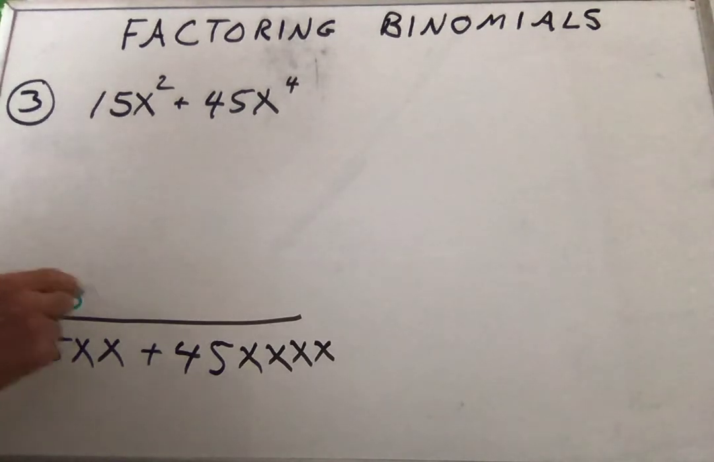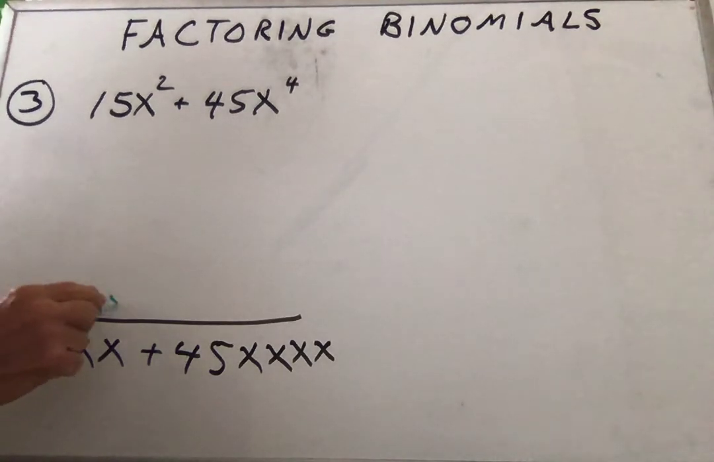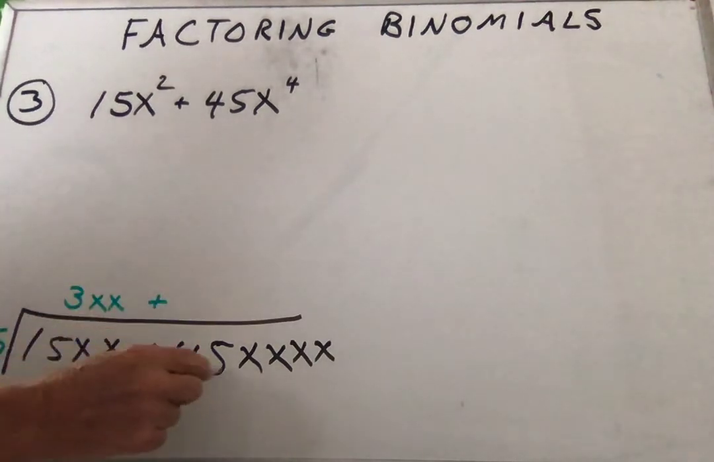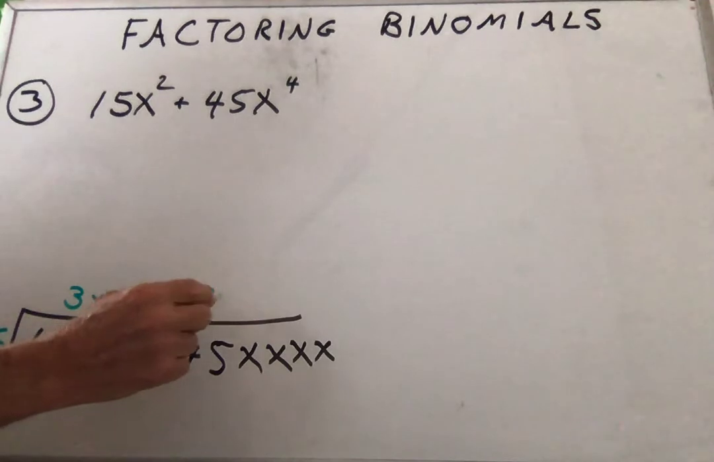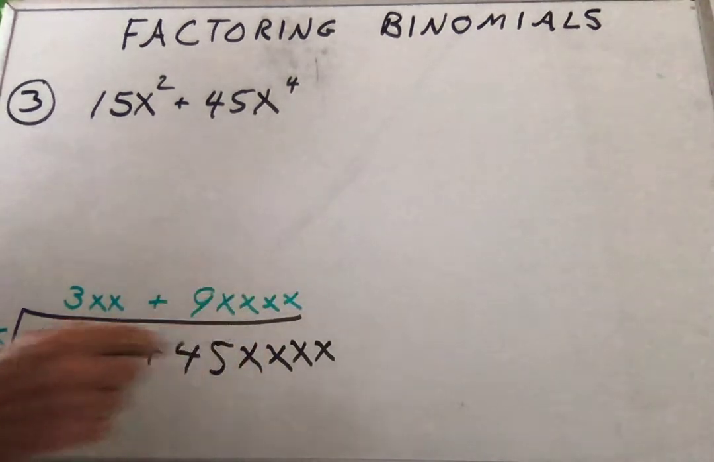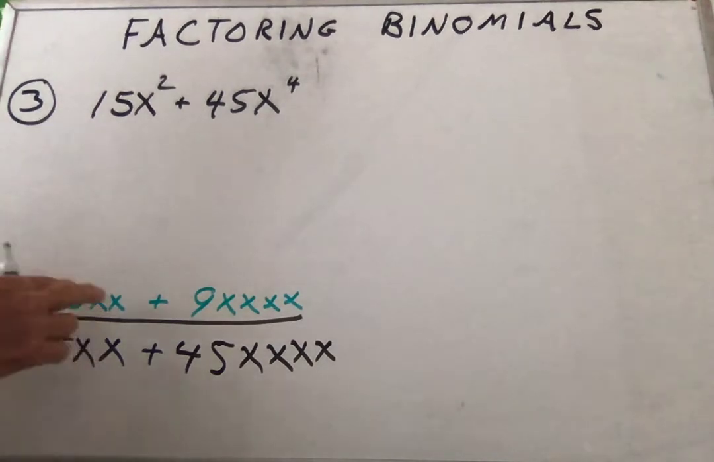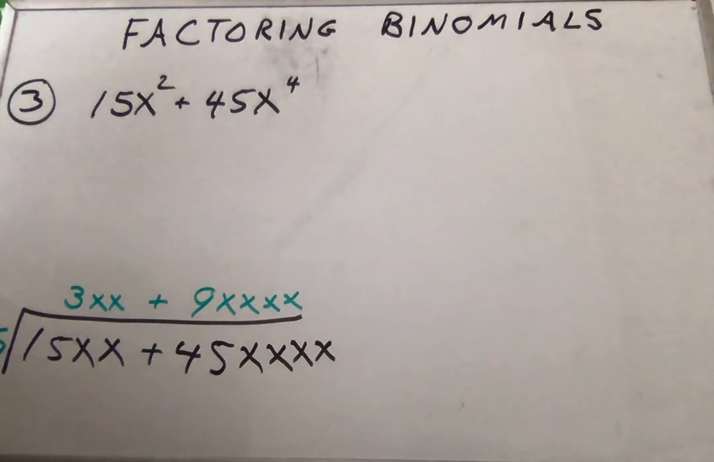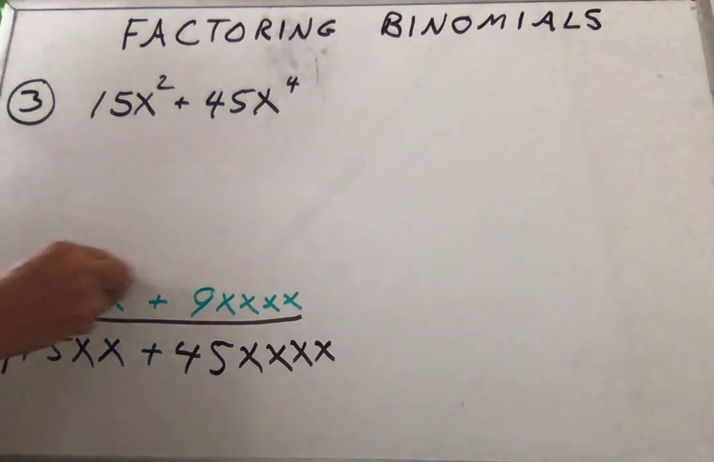I can still take something out of the numbers, 3 and 9. So I can divide each of them by 3. Okay. Now when you divide this by 3, this is what people do. It disappears. It's actually a 1. So you can write this, or if you want to, you can put the 1 there.